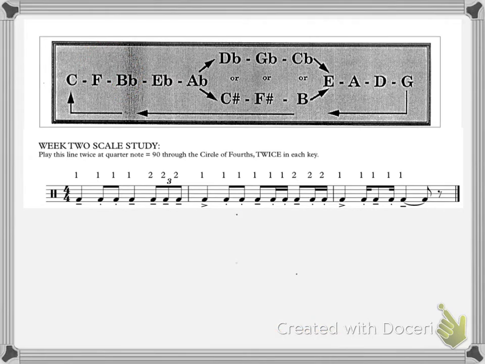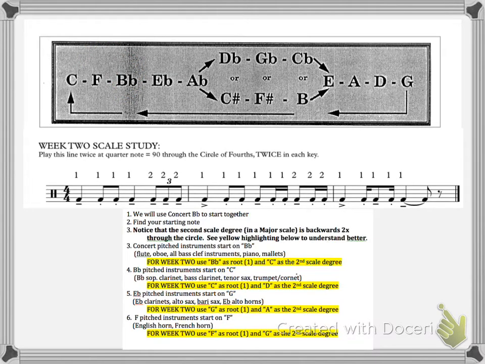The B flat instruments will be starting on C, okay? And if they go backwards twice, here's once and here's 2, so they'll go to D. D is the second scale degree of a C major scale. When they move through the circle, they'll be playing F as their new root, and if they go backwards 1, 2, they'll be seeing G as their second scale degree. So it's kind of nifty the way this works out.